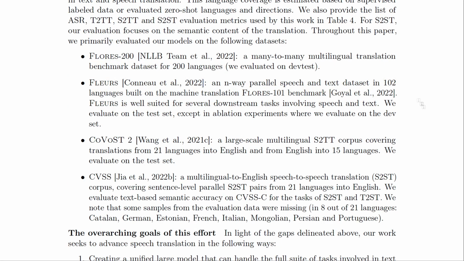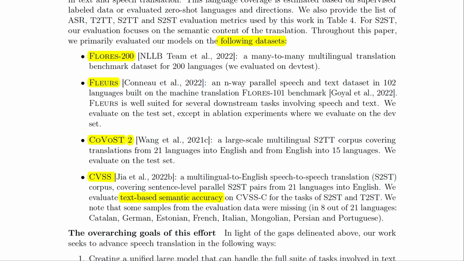Throughout this paper, the models are rigorously evaluated using several key datasets, each designed to assess specific translation aspects. These datasets include FLORES-200, a multilingual translation benchmark, Fleurs, which covers speech and text in 102 languages, and CoVoST 2, a large-scale S2TT corpus, and CVSS, designed for multilingual speech-to-speech translation and text-based semantic accuracy evaluation.